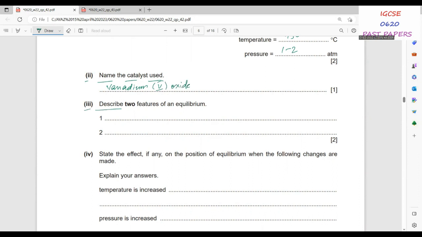Number 3, describe two features of an equilibrium. Rate of forward reaction equals the rate of backward or reverse reaction, and the concentration of reactants and products no longer change.